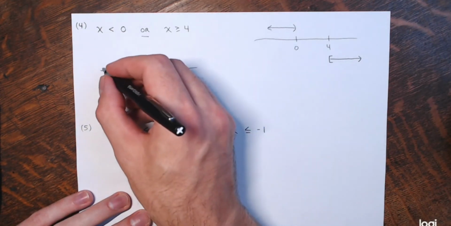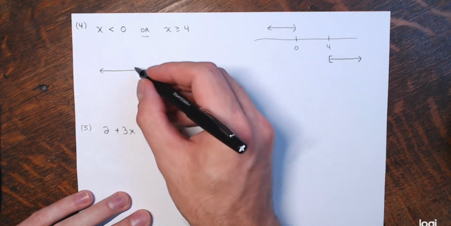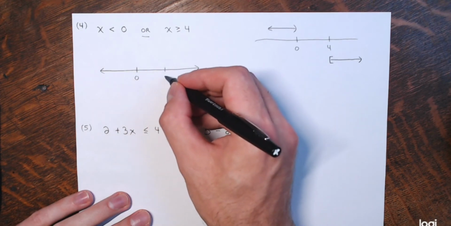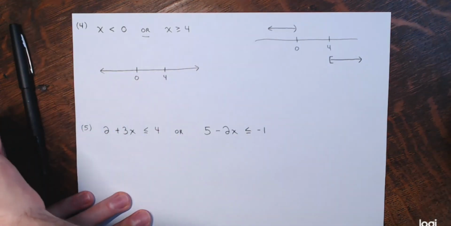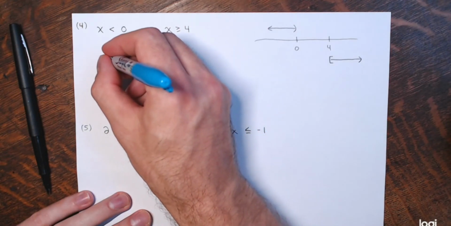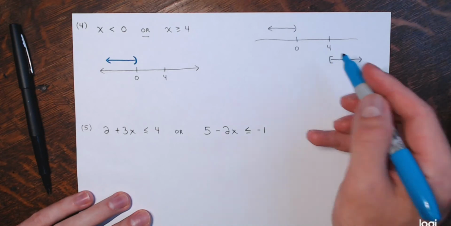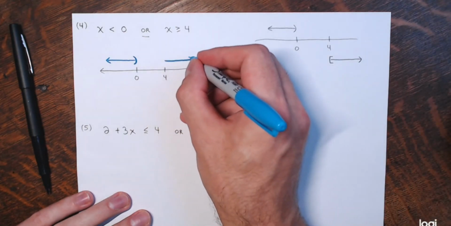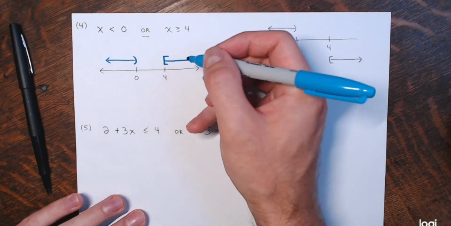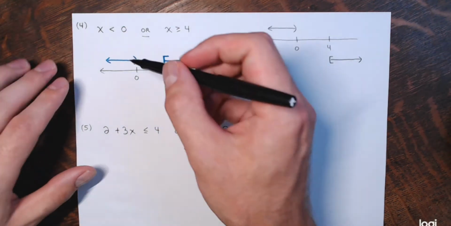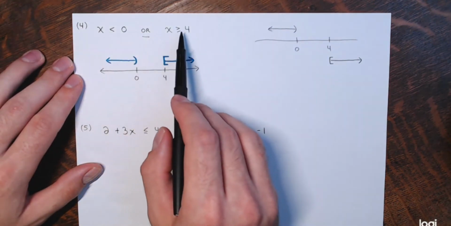So my final graph, right, the one I would hand in, is this. Right? All the numbers less than 0, but not 0 itself, or all the numbers greater than 4 or equal to 4. And there's your final graph, right? A picture of all the numbers that would satisfy this compound statement.